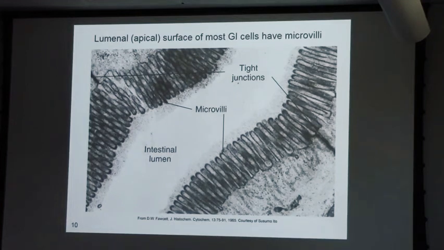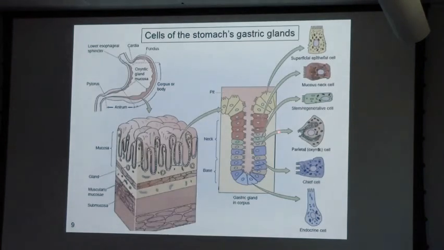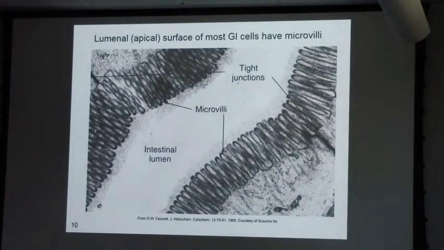So when the cartoonist was cartooning these cells, they put these jagged teeth on them. They look like teeth, they're not teeth, they're microvilli. And that's what they really look like.